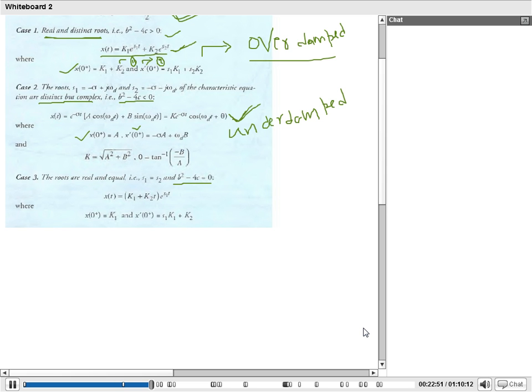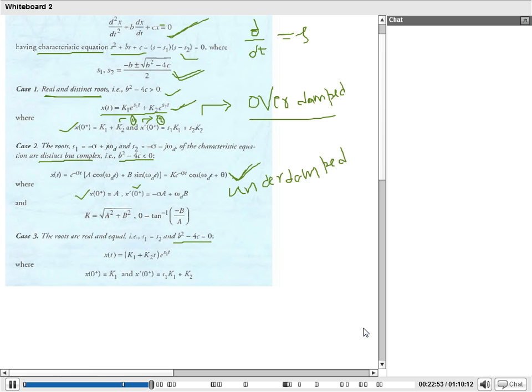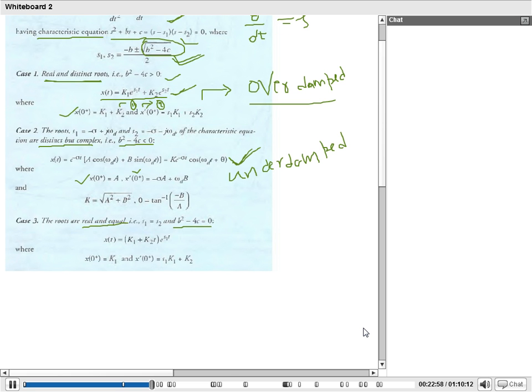The last case is b square minus 4c is 0. If b square minus 4c is 0, then you will get both roots equal, real and equal. This is the critically damped case. So how to find out the unknowns? Here the unknowns are k1 and k2, similar to the above two cases. You can get k1 and k2 by using initial conditions.